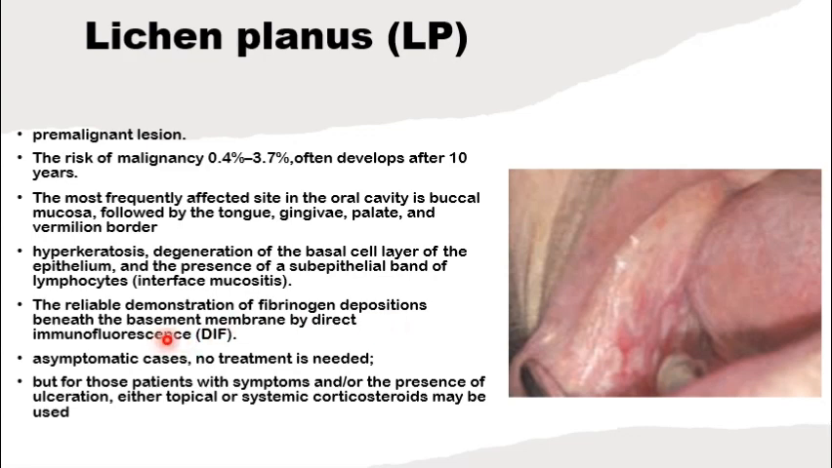For the asymptomatic subtypes of lichen planus, no treatment is required, but just a good follow-up and perhaps also prolonged follow-up. But for those patients with symptoms like the erosive type, the treatment is usually topical or even systemic corticosteroids.